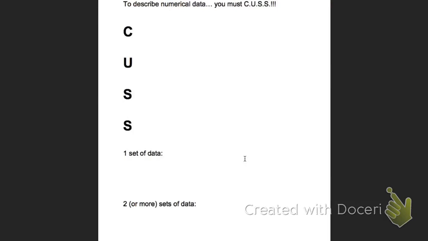It says like describe this graph, describe this set of data, we are going to use the acronym CUSS. So the C stands for center. So we're going to give a measure of center, so either the mean or the median. And I'm going to put or because it can be either or.